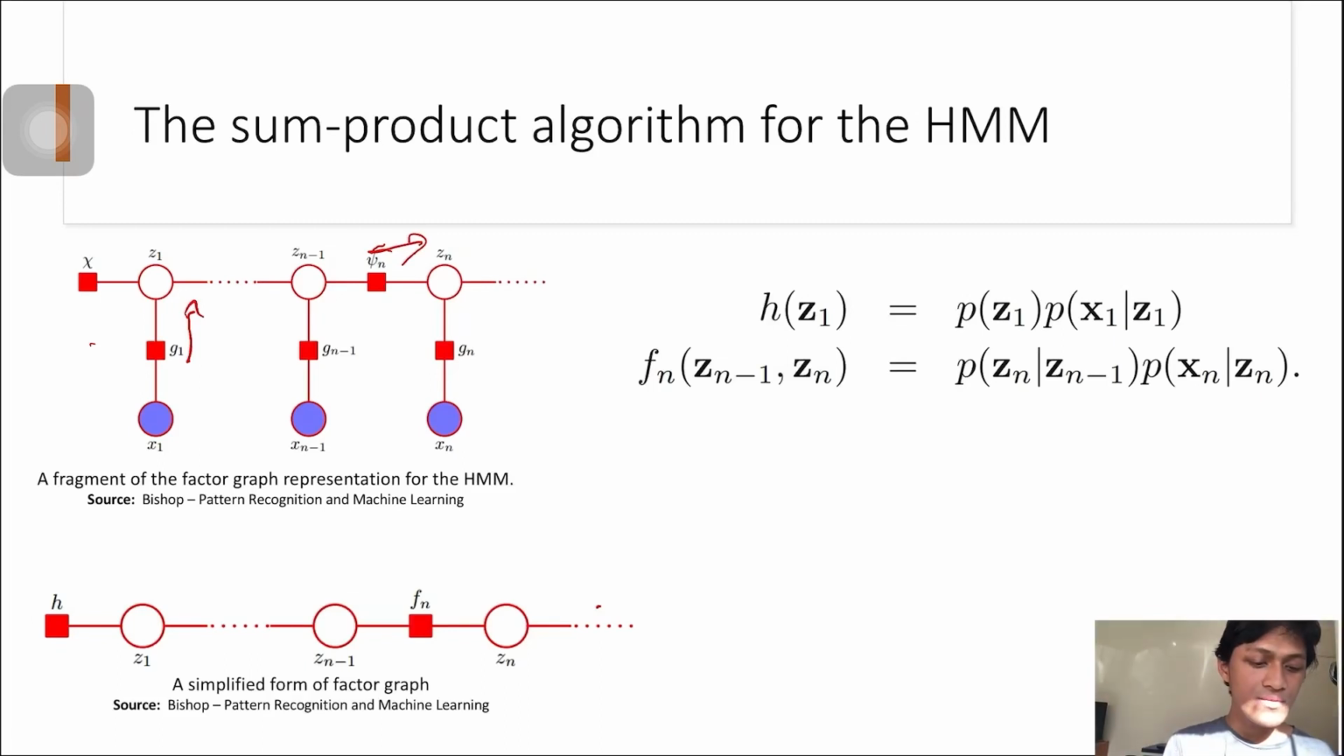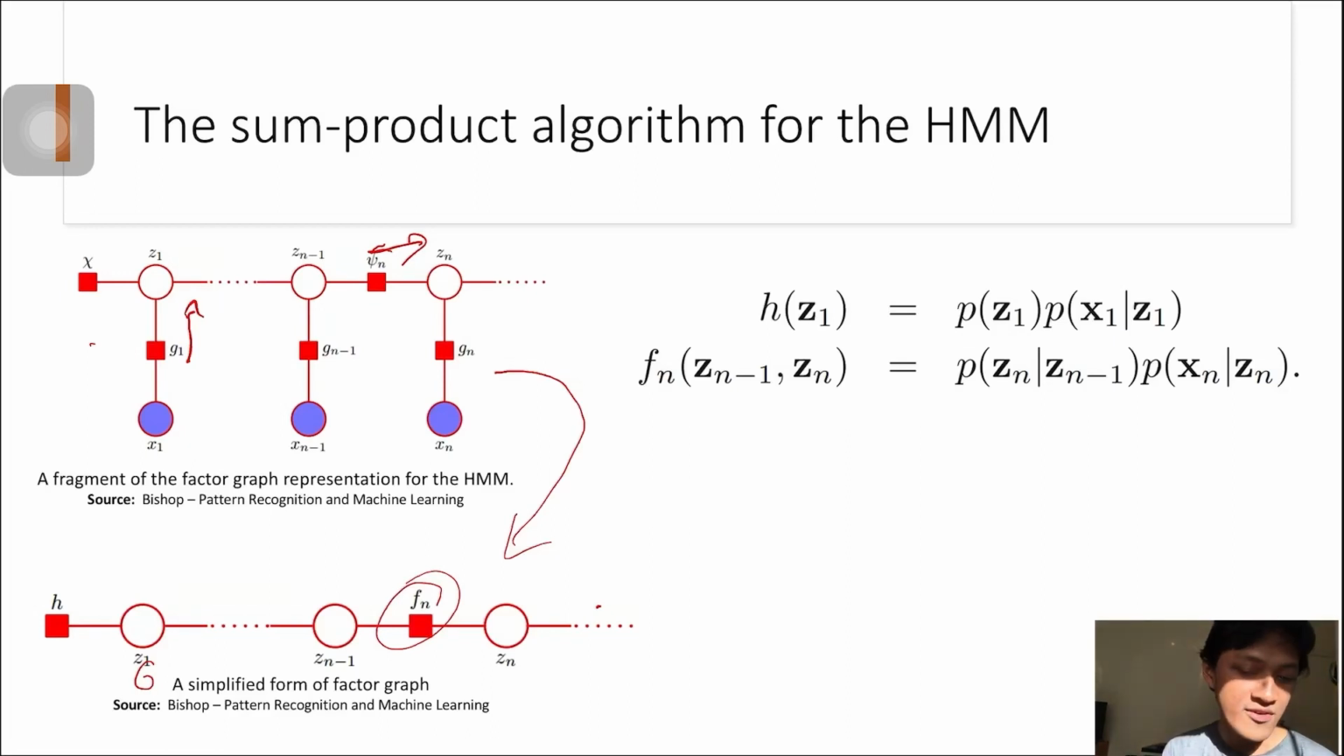In this algorithm, we first transform this graph into a factor graph. We have a node z, and then a function from z1 to z, and so on, up to fn here. This leads to the simplified factor graph represented in this figure, in which the factors are given by h z1 equal to this, and fn of zn minus 1 comma zn equal to this formula.